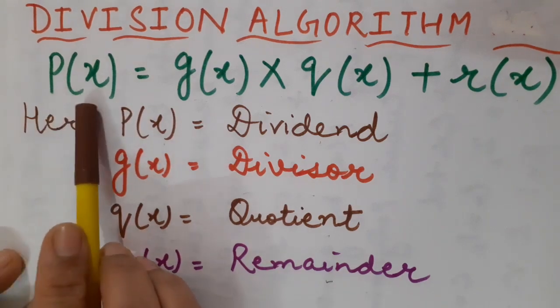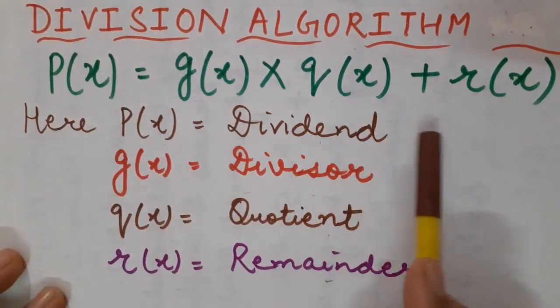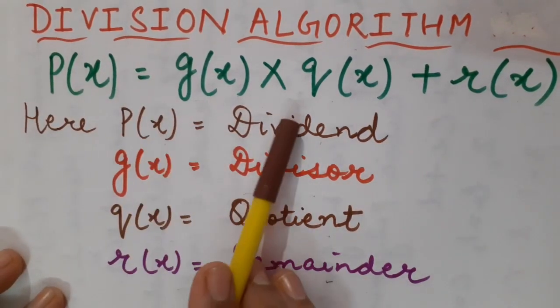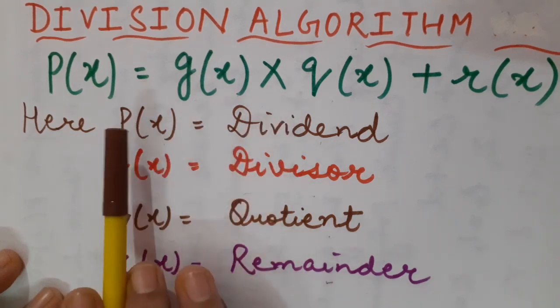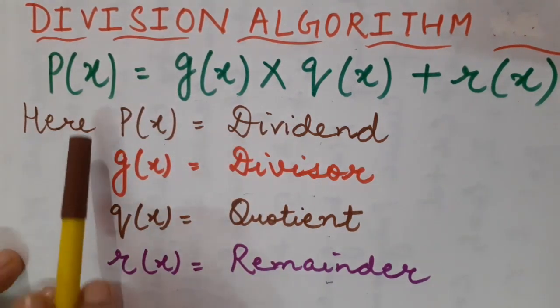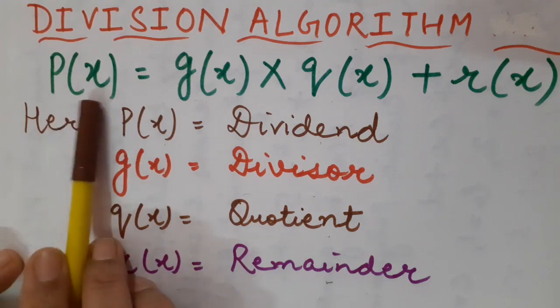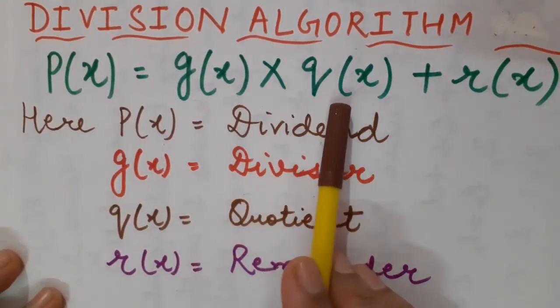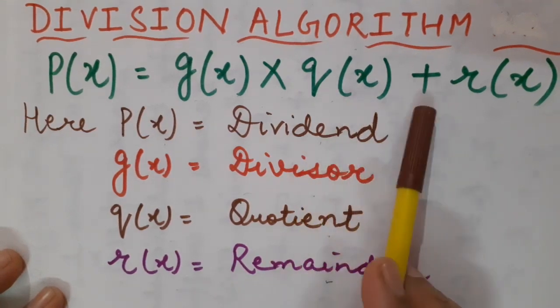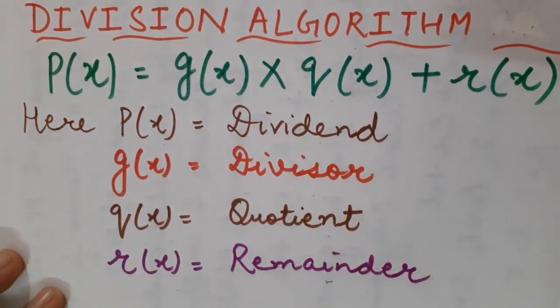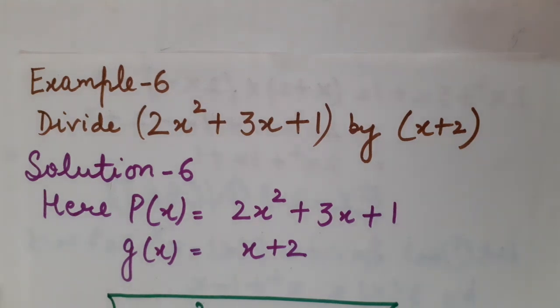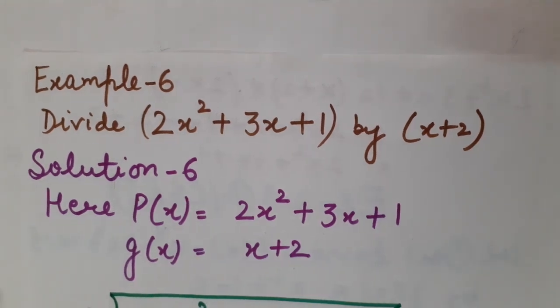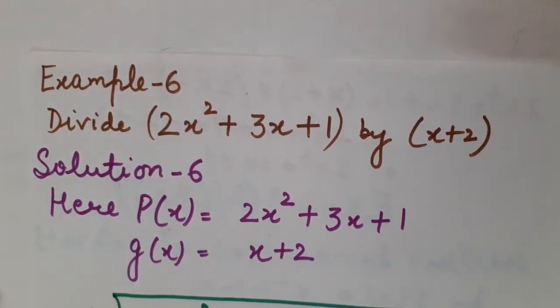Suppose if in place of P(x), G(x), Q(x) and R(x) I write down these names, what would it become? It would actually become the division algorithm only. Look, this is dividend is equal to G(x), the divisor, into Q(x), that is quotient, plus remainder. Clear, children?